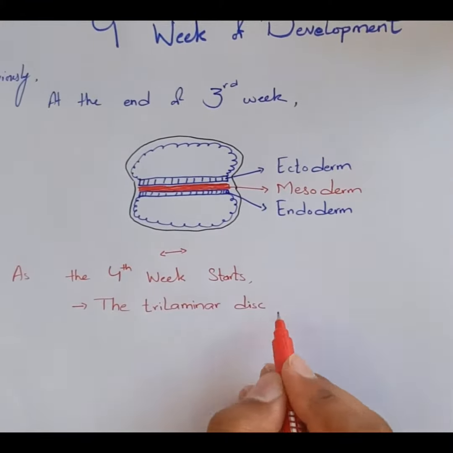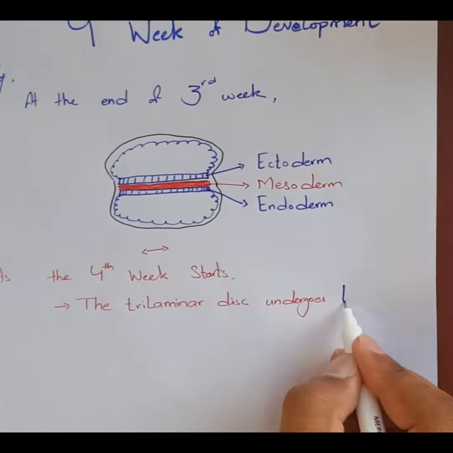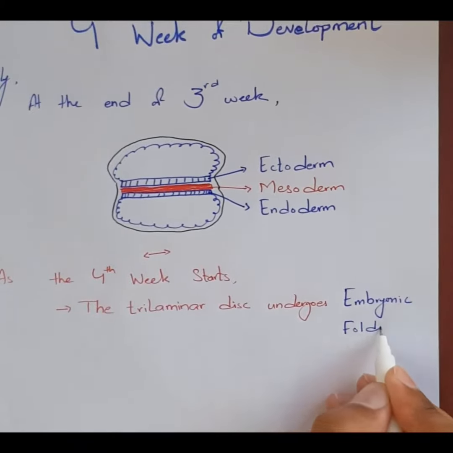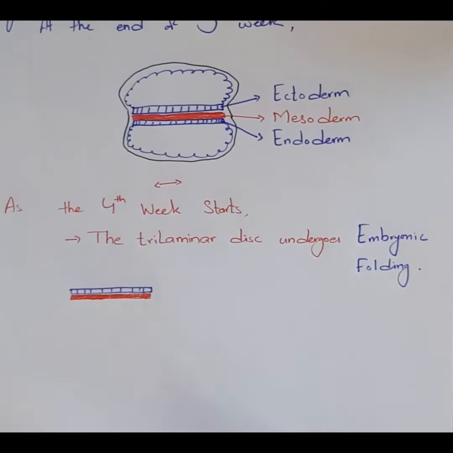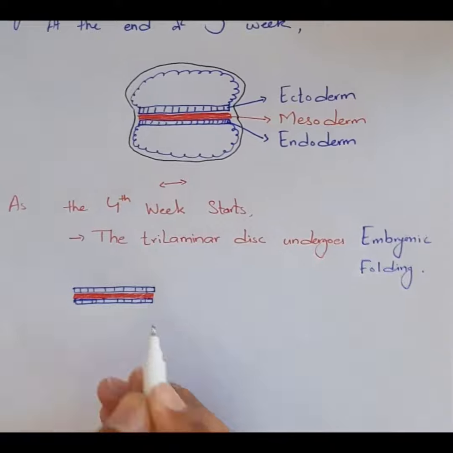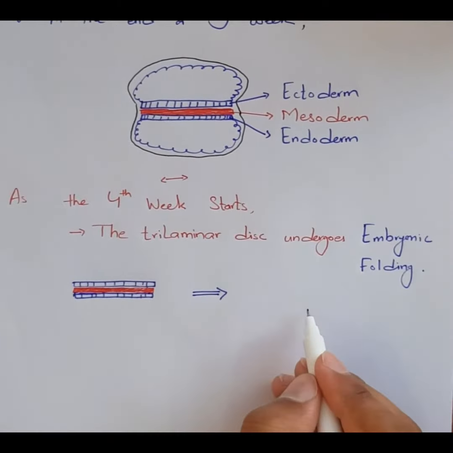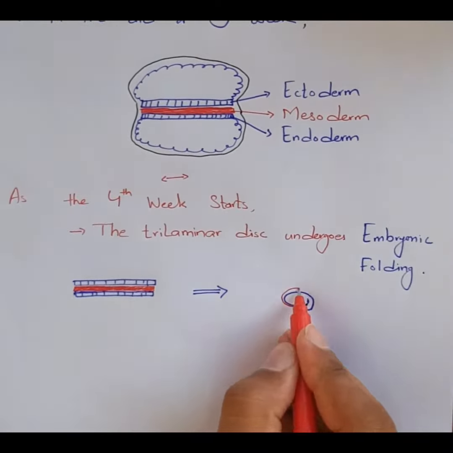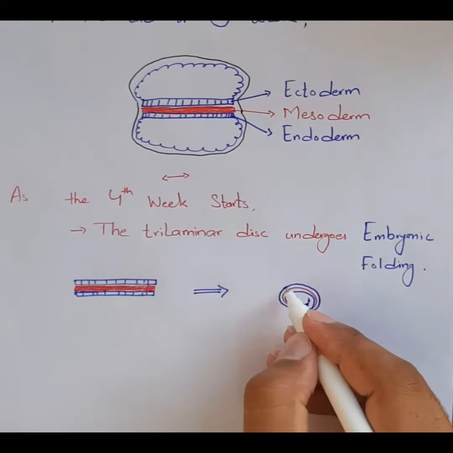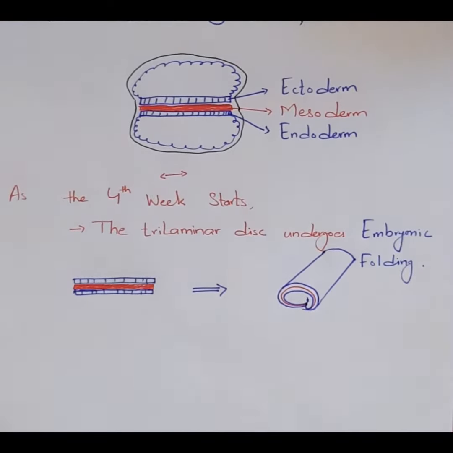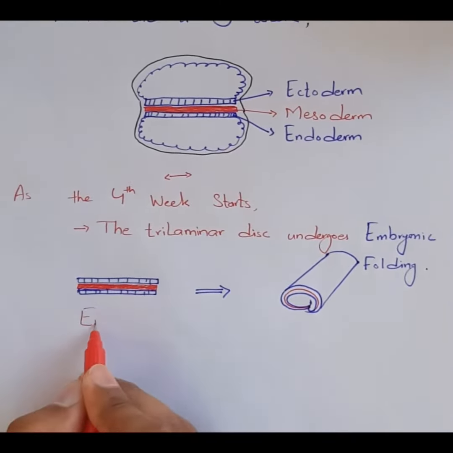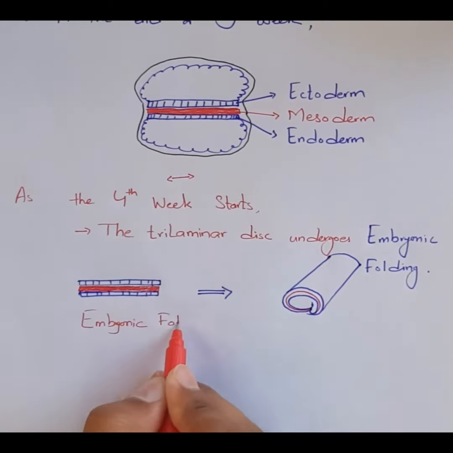As the fourth week starts, the embryo undergoes rapid development in size and shape. The trilaminar disc undergoes a process called embryonic folding to create a basic three-dimensional human body plan, just like you folded a flat piece of paper to form a round, cylindrical, three-dimensional human body plan.